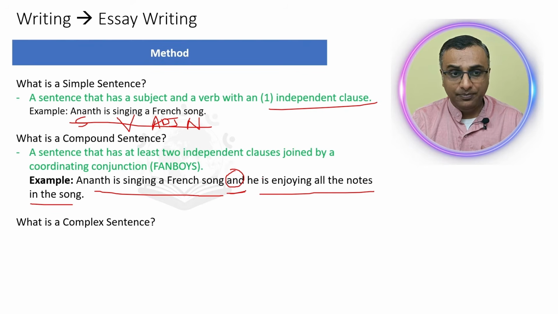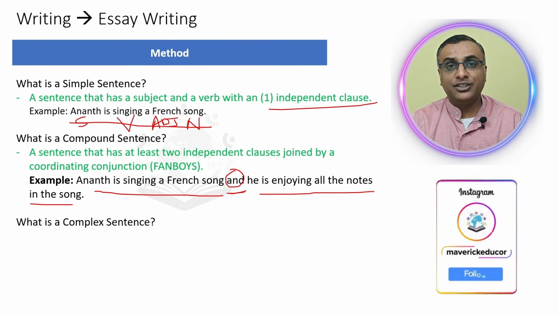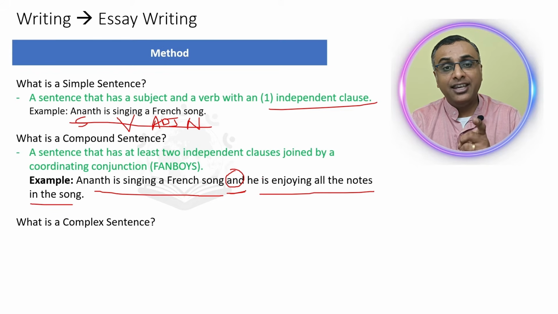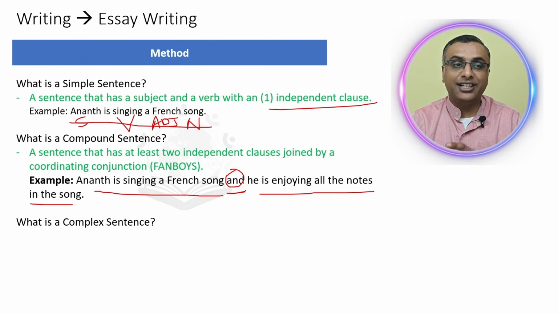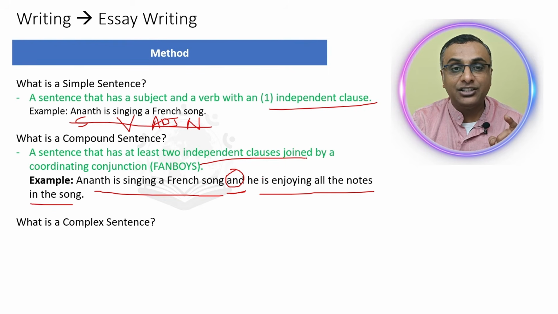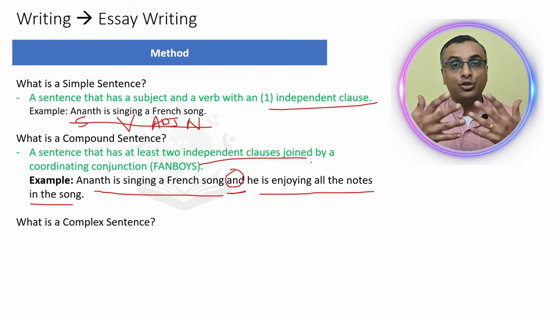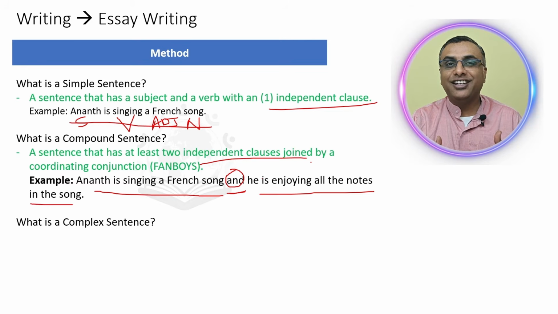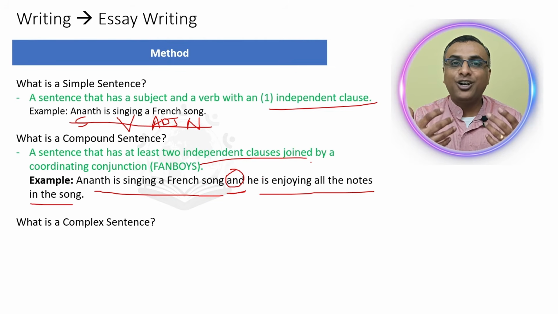Okay, next. Anant is singing a friend's song can be a simple sentence, whereas he is enjoying all the notes in the song can also be another simple sentence, meaning they are two independent clauses. They can stand alone as two independent clauses. That is what the definition also says, at least two independent clauses. So join them with a coordinating conjunction, and you construct a compound sentence.